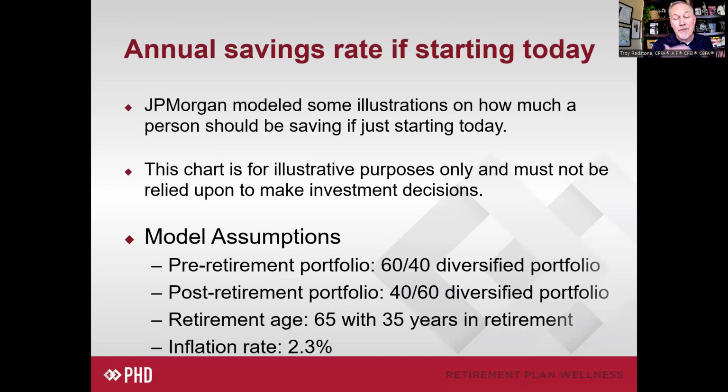Pre-retirement portfolios of 60-40 diversified, like 60% in the market, 40% out of the market, like cash or bonds. Your pre-retirement portfolio might be more aggressive than that. A post-retirement portfolio of like 40-60, but your post-retirement portfolio might be more conservative than that. So that's what they're basing their illustrations on.